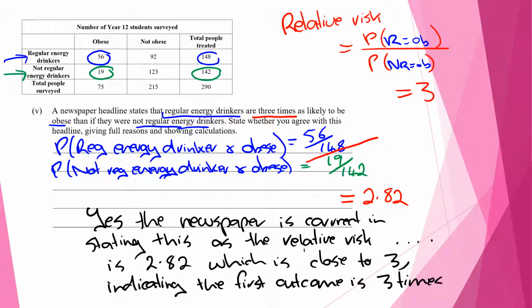I'm being pretty thorough in the answer here. You probably don't need to state this to this depth. I'll just go dot, dot, dot. You can carry on with that. So the first outcome is 3 times more likely to happen than the second outcome. And marking for this, if you made a comparison of the two probabilities, that would be your merit, and if you justified that or related it to what the newspaper article was saying, interpreted what the 2.82 or the 3 actually means, that's your excellence.